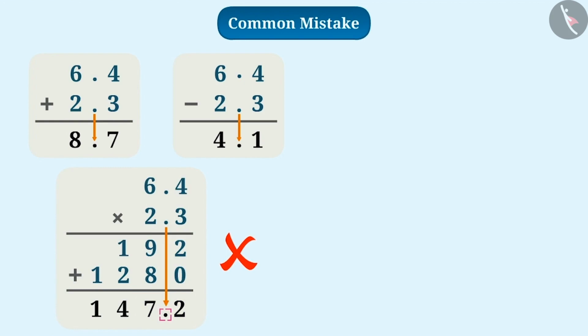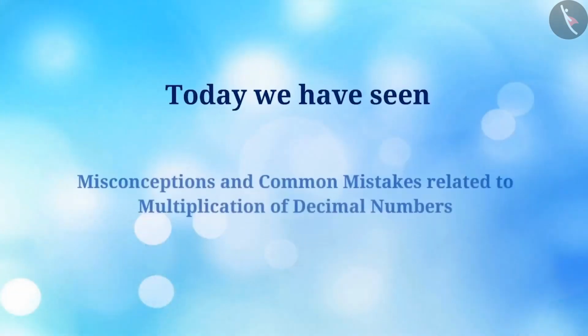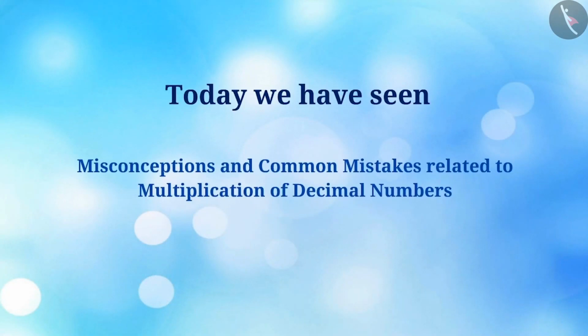The correct understanding is that we have to count the number of digits present after the decimal points in both the numbers getting multiplied. Then the total number of digits after the decimal point in both numbers is counted. Then we count that many digits in the result from the right and place the decimal point. Today we have seen misconceptions and common mistakes related to multiplication of decimal numbers.